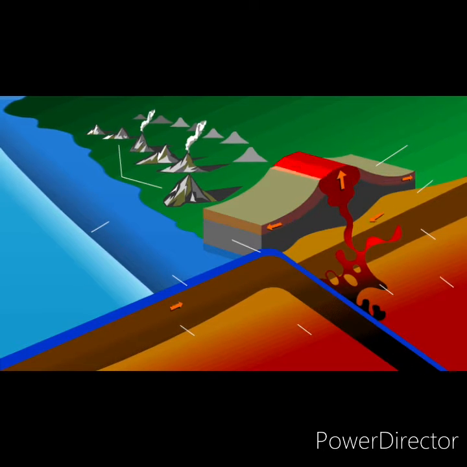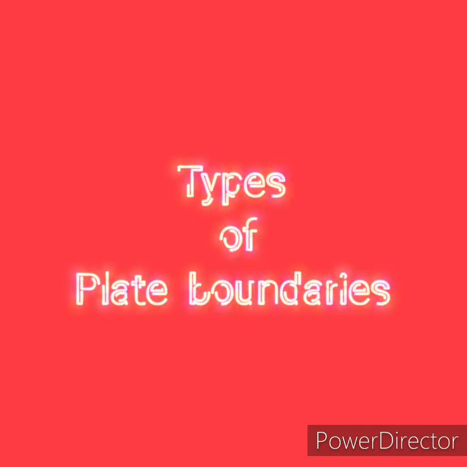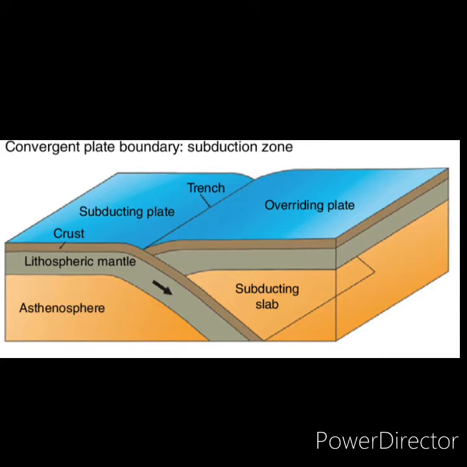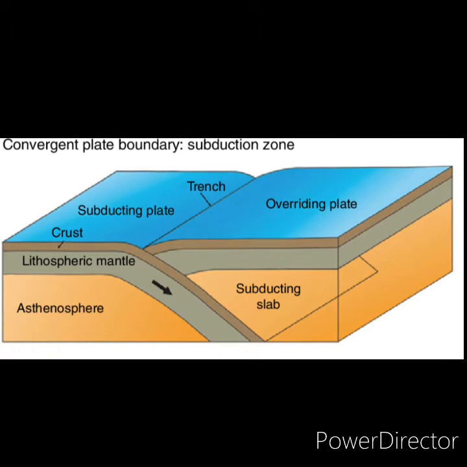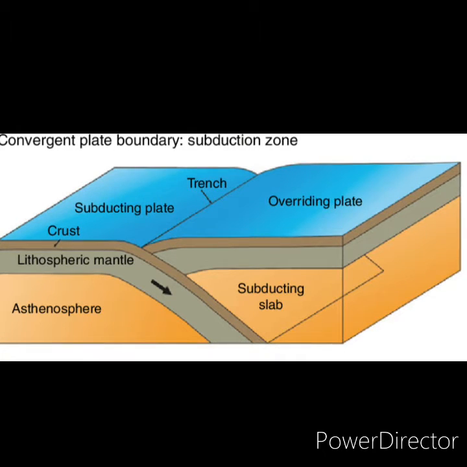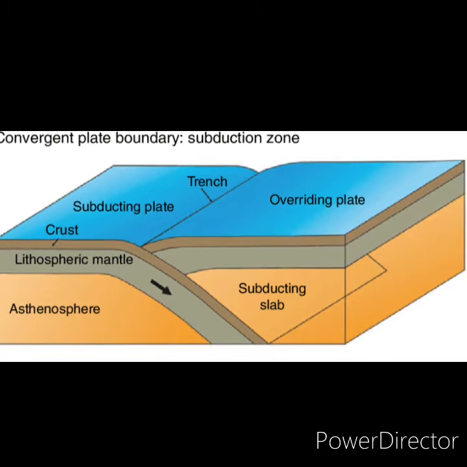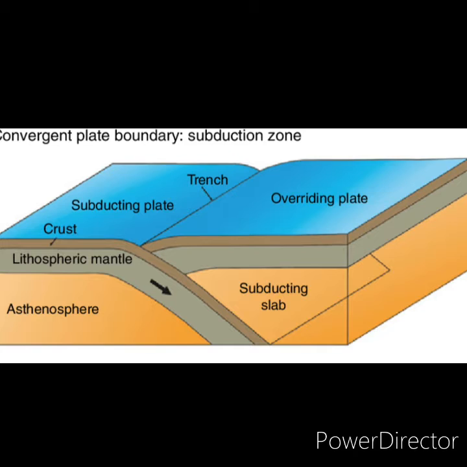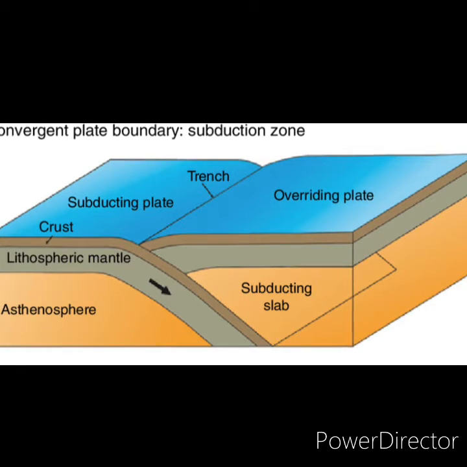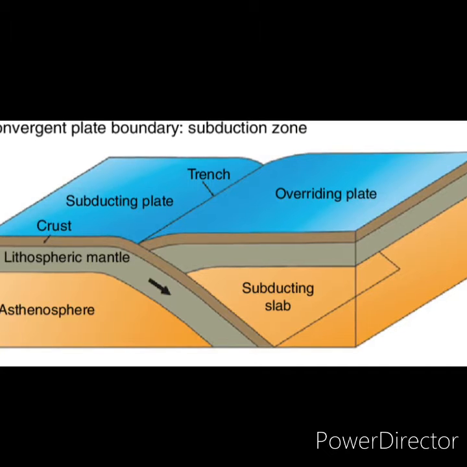Now you are going to learn about types of plate boundaries. Convergent boundary. Here the plates move toward each other and sometimes a plate sinks under another. The location where the sinking of a plate occurs is called subduction zone. For example, we may say the Himalayas.